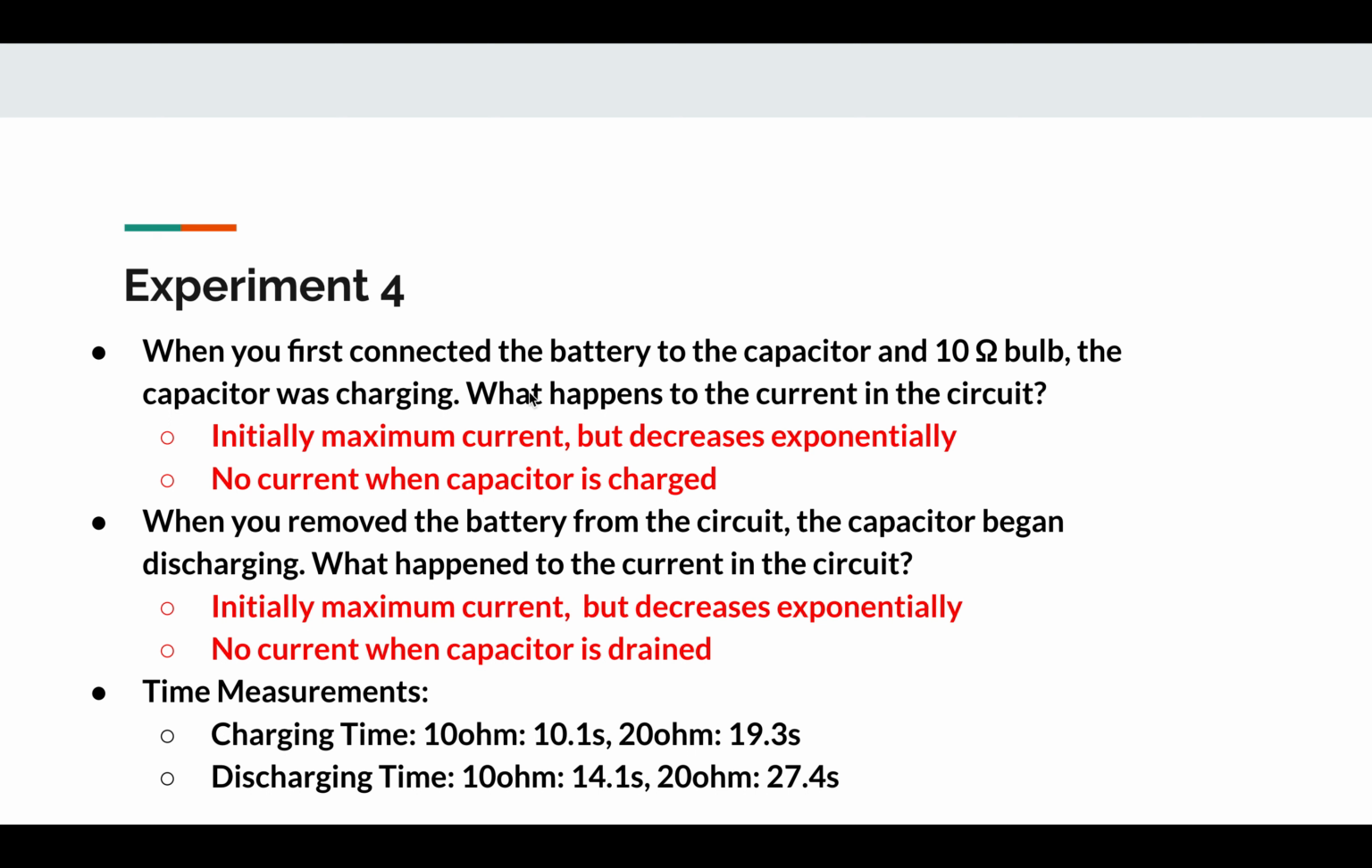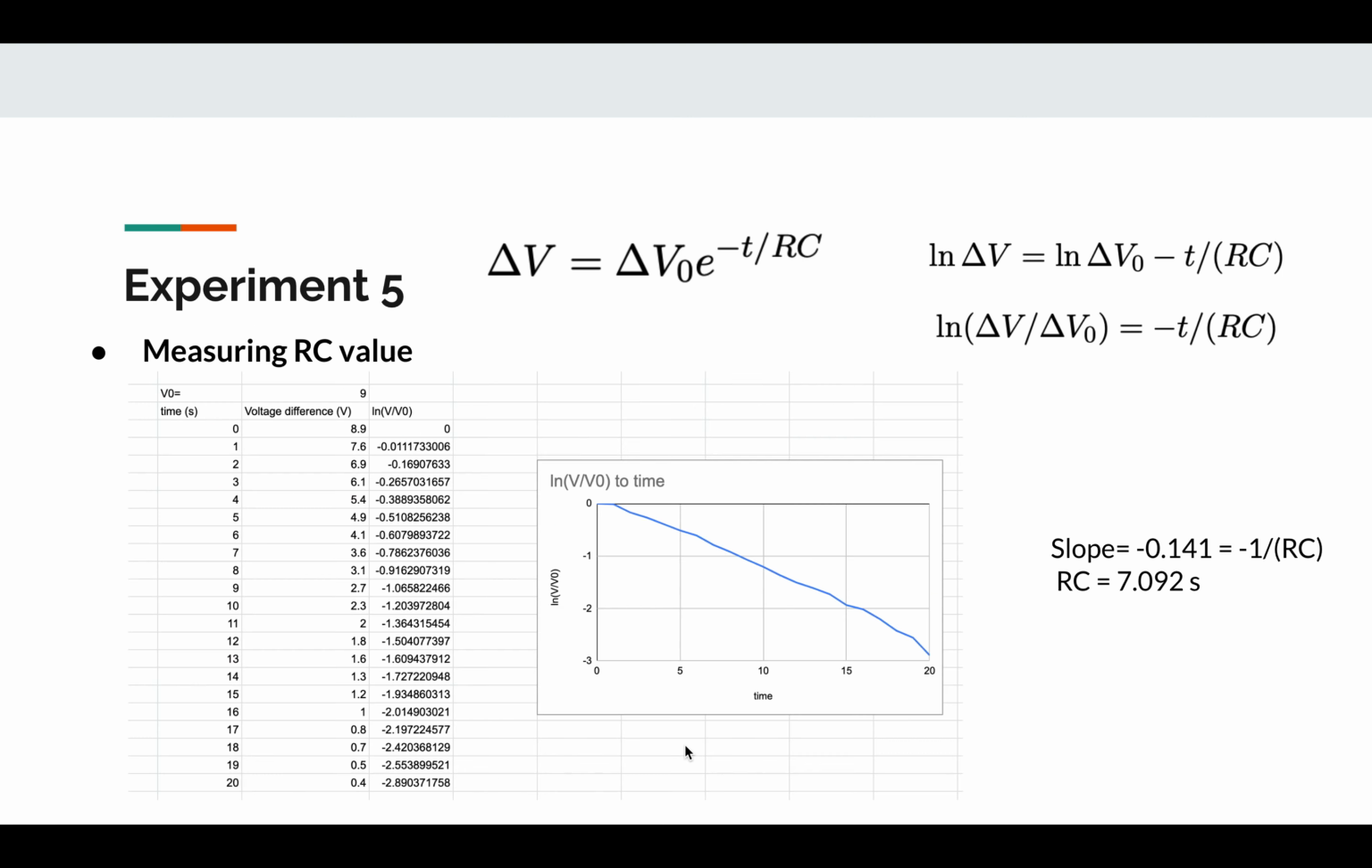Some questions. Initially, it has its maximum current, and it thus shines brightly, but then the current decreases exponentially. It is the same for the discharging capacitor. There would be no current when the capacitor is drained. These are some time measurements I got for charging and discharging the capacitor.